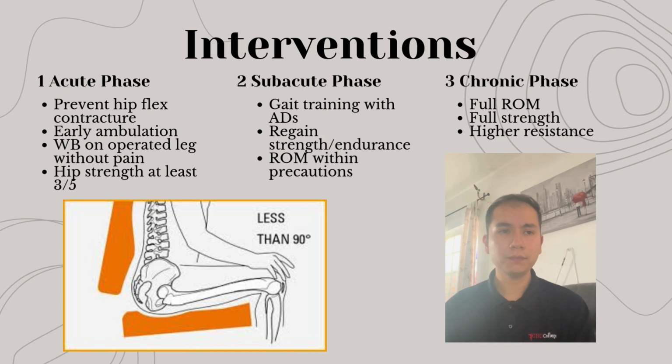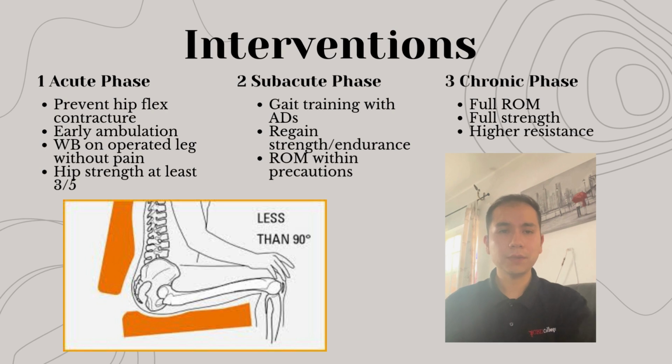The subacute phase will be between week 1 to week 12. We will start teaching them how to gait train with an assistive device, regain muscular strength and endurance, and work on range of motion within the precautions. So we could start light stretching, passive range of motion, active assisted range of motion, and active range of motion.